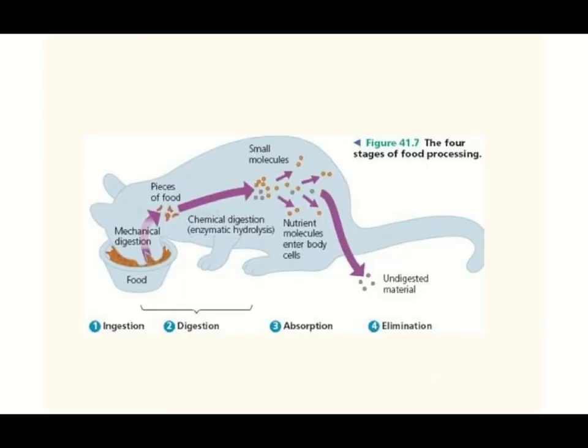There are four stages to food processing. The first is ingestion, or taking food or water inside the body. The second is digestion. There are two different types of digestion. The first is mechanical, or the physical breakdown of food into smaller pieces. The second type is chemical digestion. This often involves enzymes to digest food into simpler molecules.